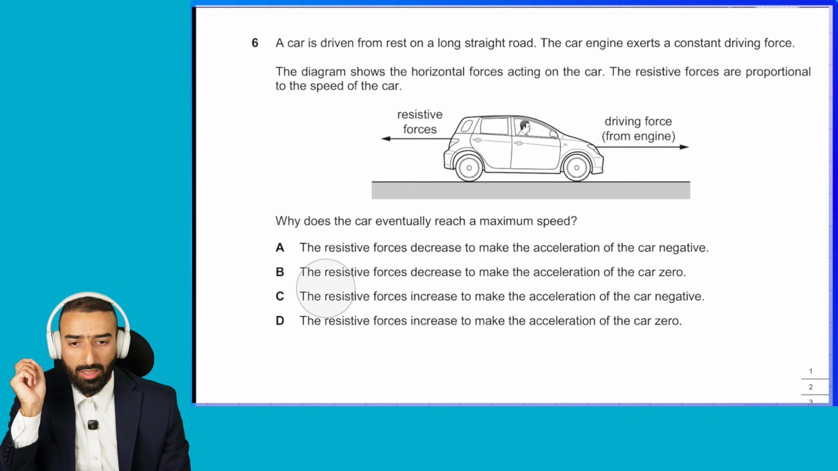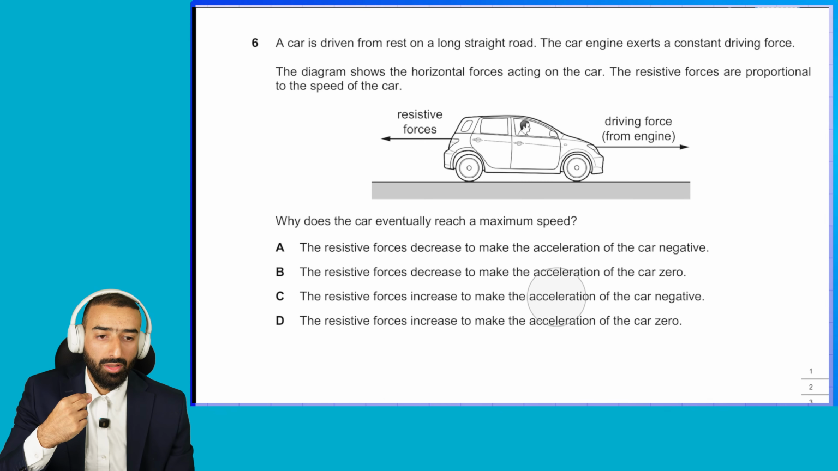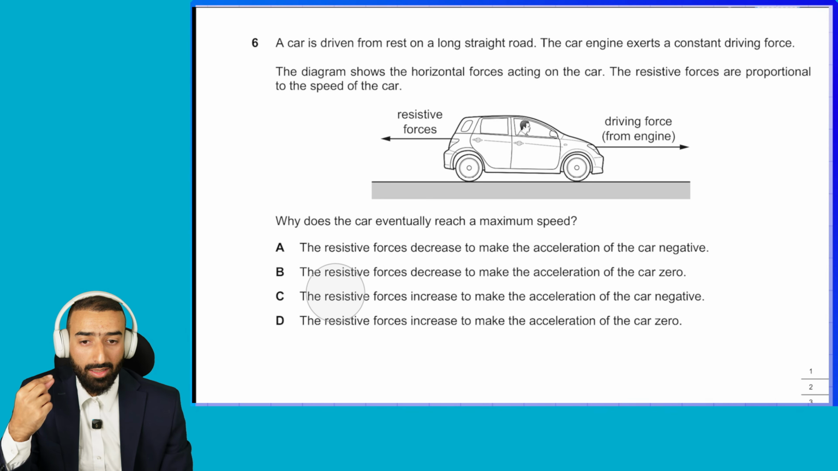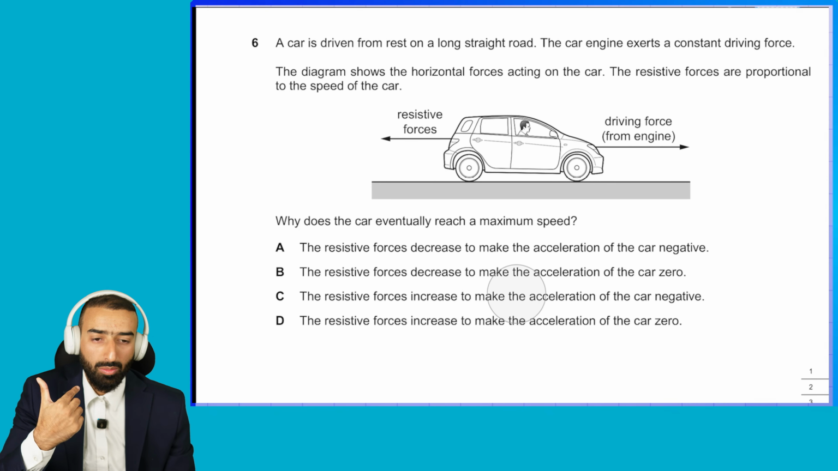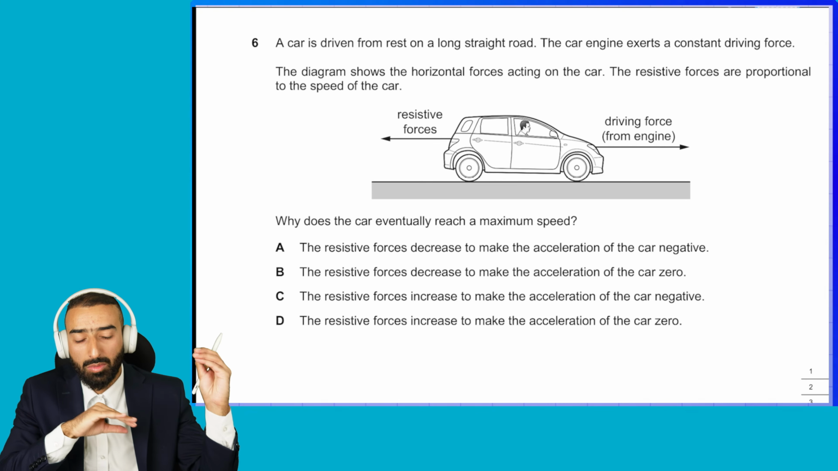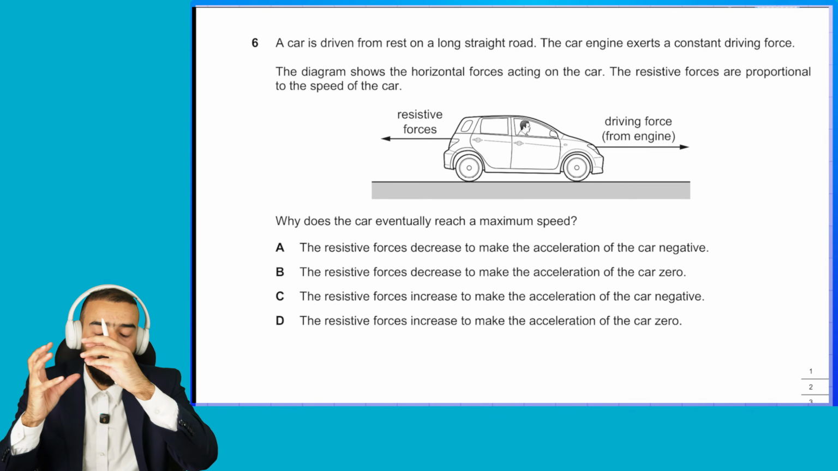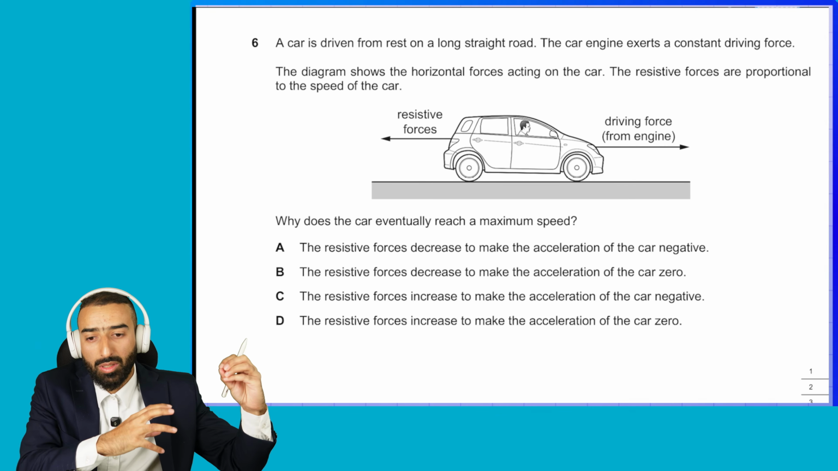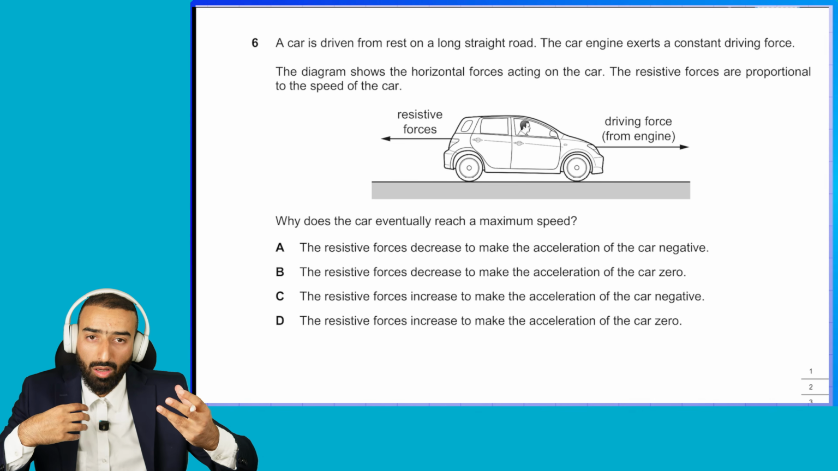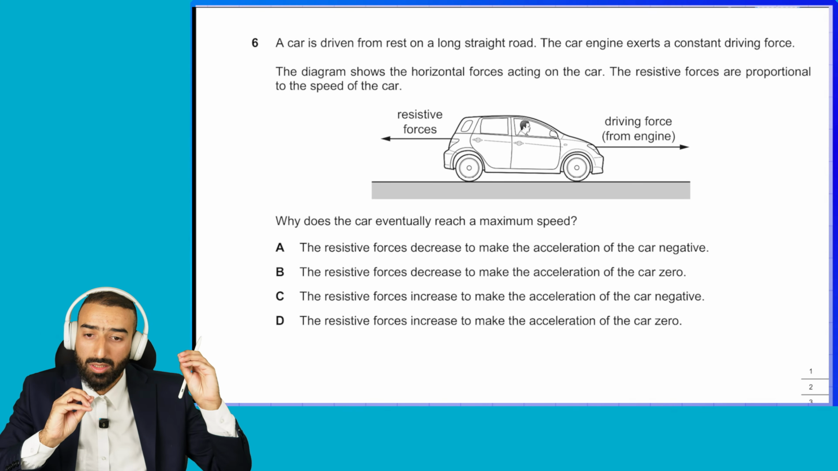What about option C? The resistive forces increase to make the acceleration of the car negative. Well, this portion is correct. The resistive forces increase. But do they make the acceleration of the car negative when it's moving at its maximum speed? No. The acceleration must be zero. When the car is moving at its maximum speed, it's neither speeding up nor slowing down. If the speed is constant, the acceleration must be zero. Alright, that means option C is not correct.